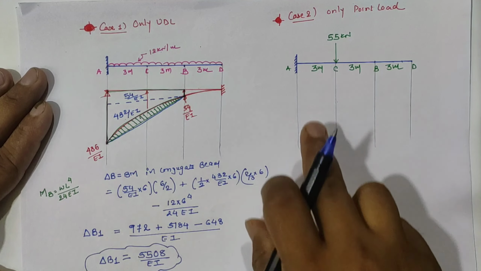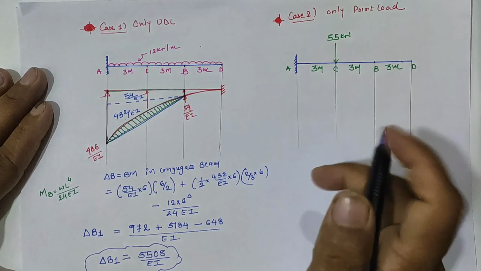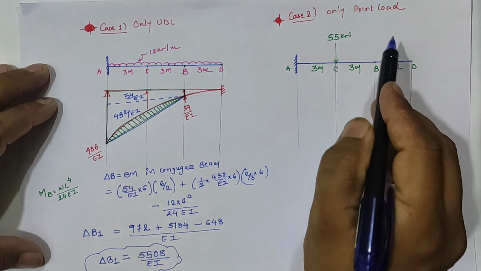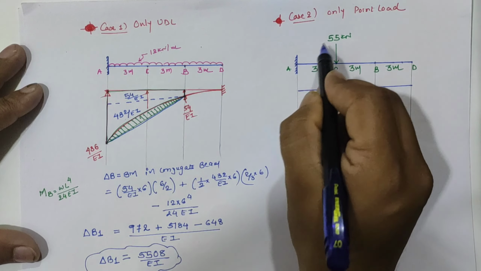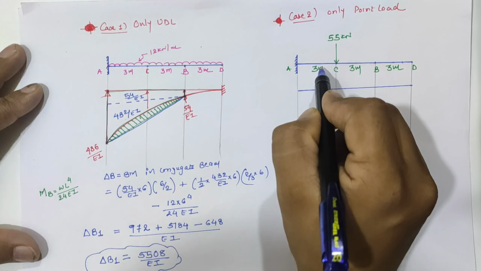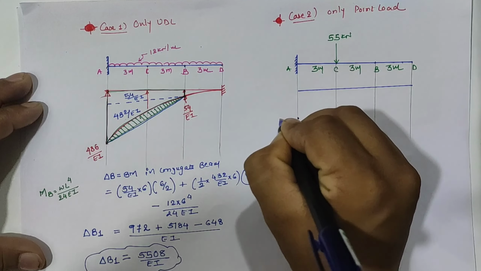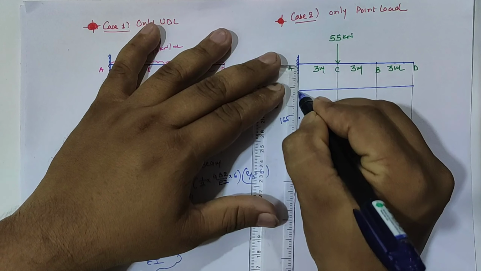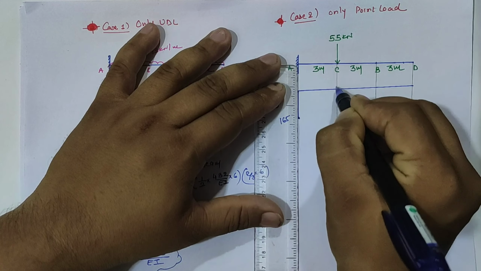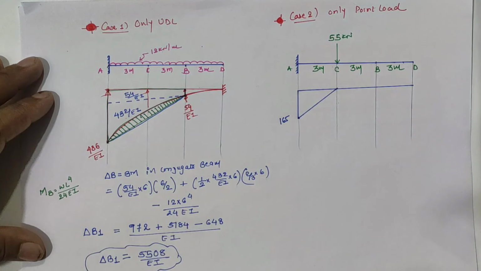Now similarly, if we take the released structure considering only the point load, then the bending moment diagram for this released structure is as follows. At location A, our bending moment value is 55 into 3, which is 165 in the anticlockwise direction, hence our diagram for this point load is as shown in the figure.